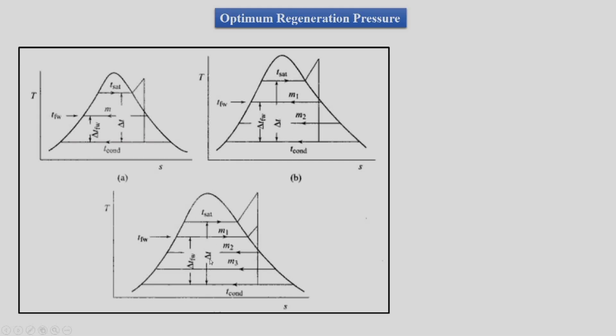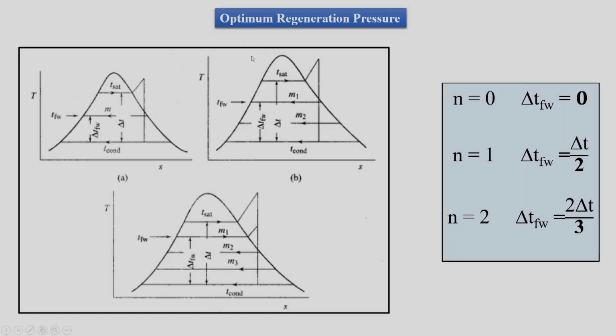So, if there are 4, then the absolute temperature difference between the boiler and the condenser would get divided into 4 equal parts, and then we will send M1, M2, M3, and accordingly we will do regeneration, which would lead to maximum efficiency. So, if n is equal to 0, we have delta T feed water as 0, if n is equal to 1 it is delta T by 2, and if n is equal to 2, if we are having 2 regenerations or 2 feed water heaters, then the total temperature rise.